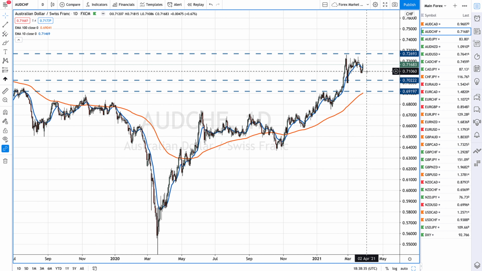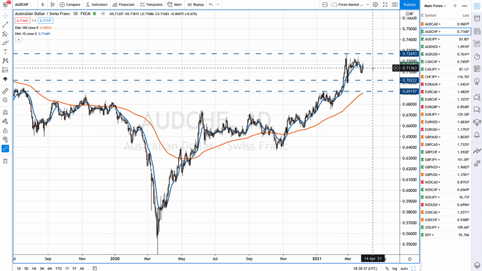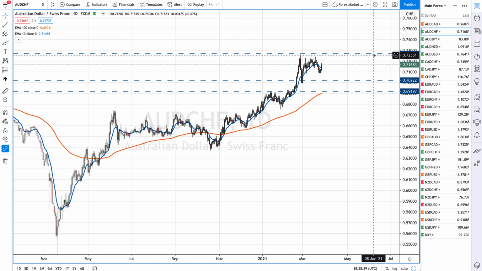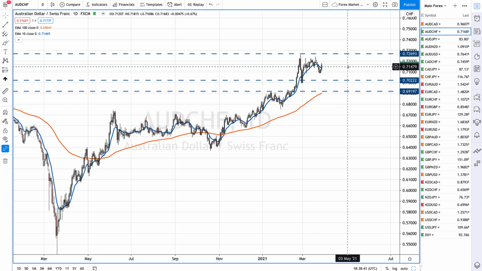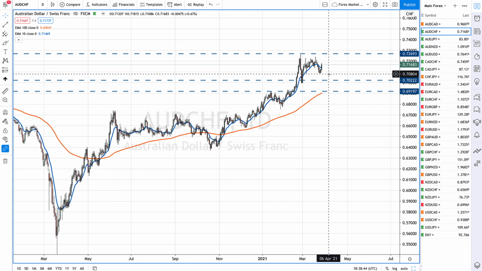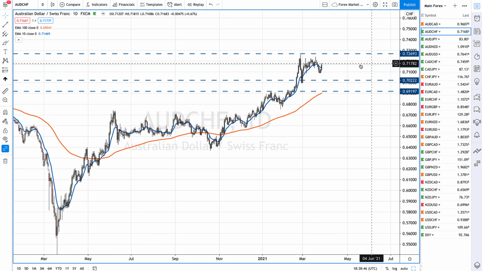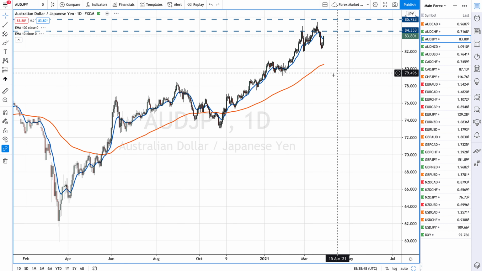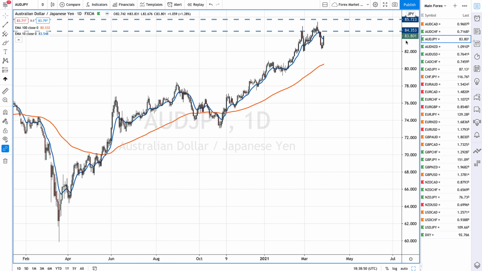The Australian dollar has gone quite a long way in a relatively short period of time. So we wouldn't be surprised if we see the Australian dollar pull back against all of the pairs, but essentially we're maintaining a very bullish bias here, and that's the way that we're going to play this. The Aussie yen, again, like we said, is very bullish.